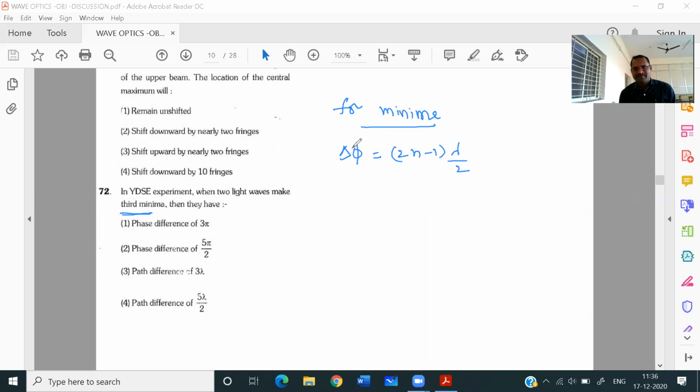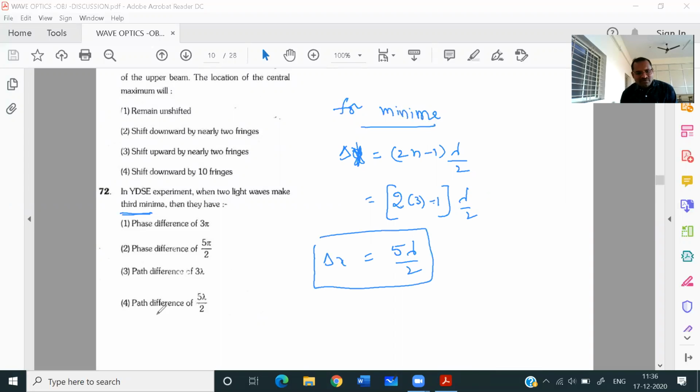This is for path difference, delta x. Path difference is (2n minus 1) into lambda by 2. You want the third minima, so keep n as 3: 2 into 3 minus 1, into lambda by 2. 2 threes are 6, 6 minus 1 is 5. So the path difference should be 5 lambda by 2. Yes, path difference is 5 lambda by 2.